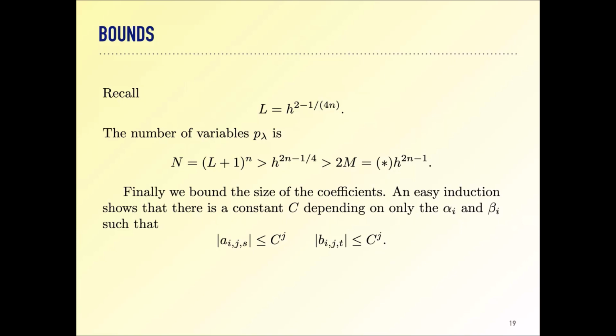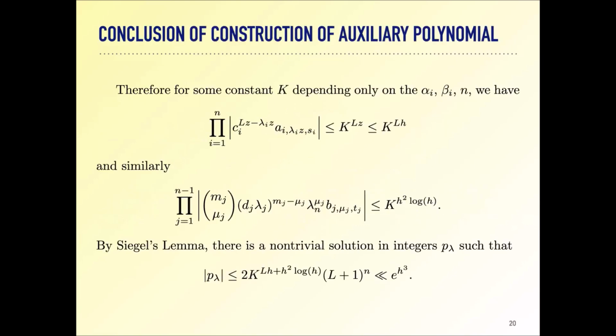And we want to bound the size of the coefficients. I said in that induction that these algebraic integers satisfy minimal polynomials with integer coefficients, which gives you an inductive expression for their powers. You can see that there's a c, depending only on the alpha i and beta i, that bounds these coefficients as a power of c. If you plug that all in, maybe it's not worth going through the details, you can check that the condition in Siegel's lemma is satisfied.